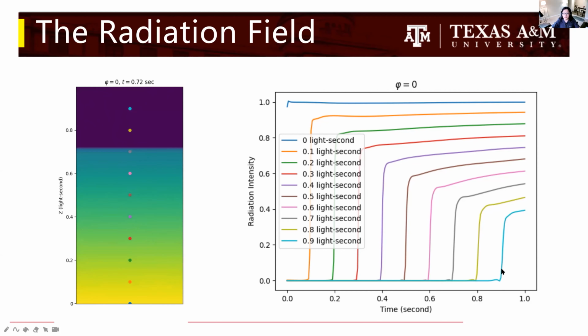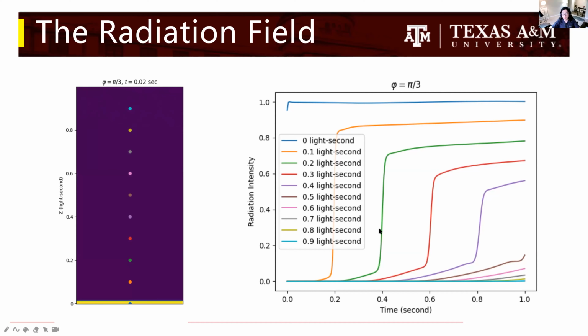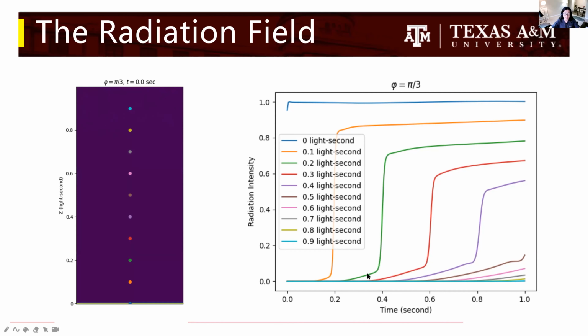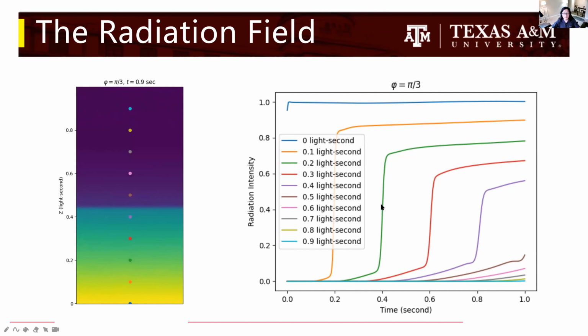When we change our viewing angle to 60 degrees, we can also see most of the light arrives at our observation position without scattering, which results in a discontinuity here. And there is a portion of light that arrives before and after most of the photons. This is due to the scattering effect.